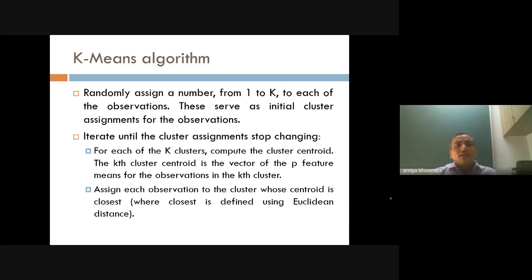For each of the K clusters, compute the cluster centroid. The kth cluster centroid is the vector of the p feature means for the observations in the kth cluster. Then you assign each observation to the cluster whose centroid is the closest. So you get a centroid, and nearby points you assign to that centroid.